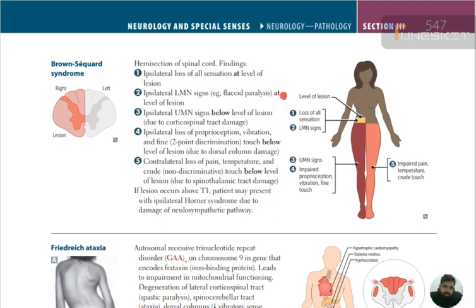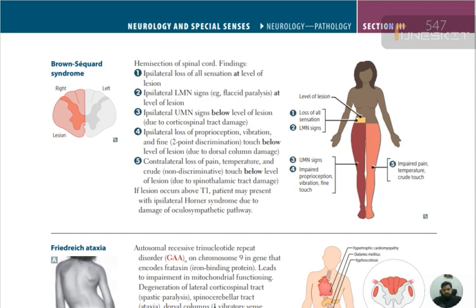Let us see here again one by one. At the level of lesion, there would be loss of all sensation and lower motor neuron signs. Ipsilaterally and below the lesion, there would be upper motor neuron signs and impaired proprioception, vibration, and fine touch. And contralaterally, we would lose sensation of pain, temperature, and crude touch. If there is hemisection of the spinal cord at the level of T1, we would have Horner syndrome in addition.